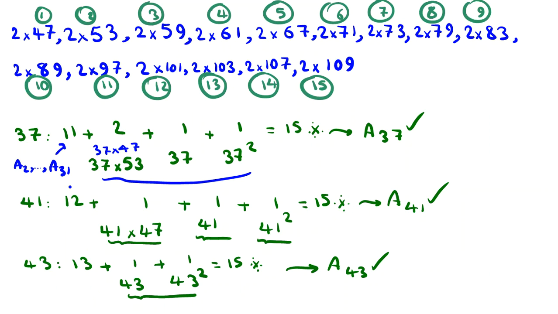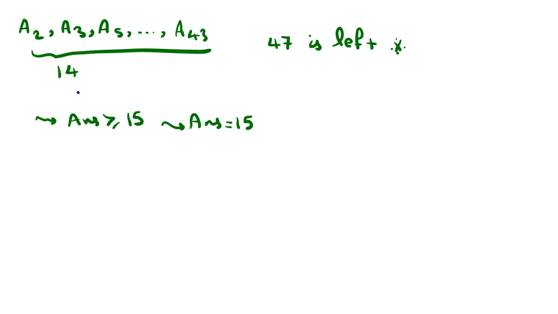For 41, you say A2 to A37, we have 12 subsets, 41 times 47, 41, 41 squared. If we don't have A41, all these 3 elements are in 3 different subsets. 3 plus 12 is 15. Contradiction, so we have A41. For 43, you say A2 to A41, 13 subsets, 43 and 43 squared, 2 subsets. If you don't have A43, 15 subsets. So we have A43. So until here, A2 to A43, we have 14 subsets.